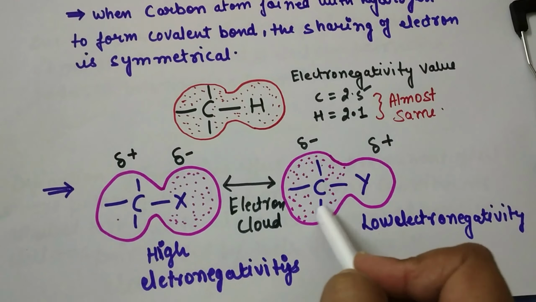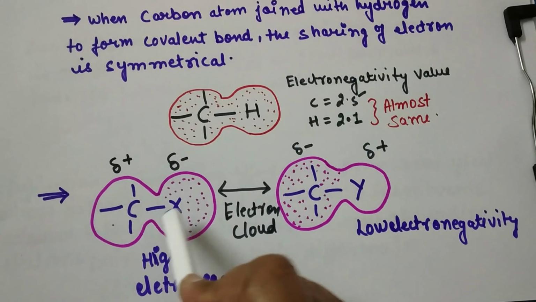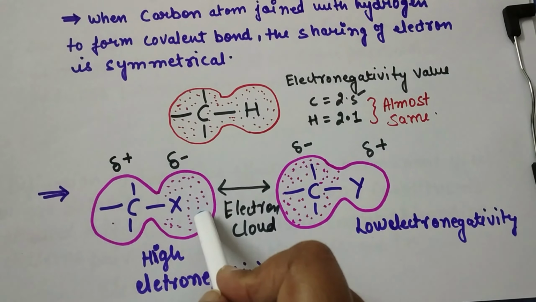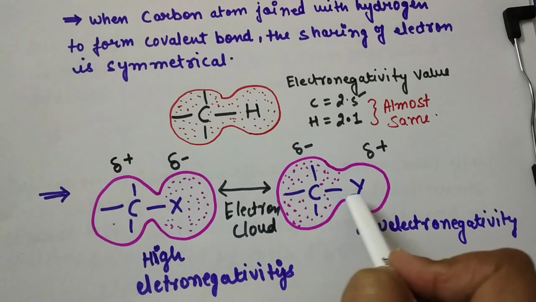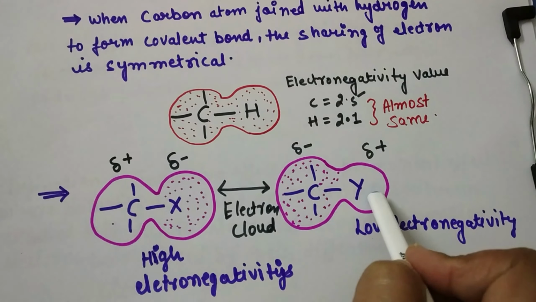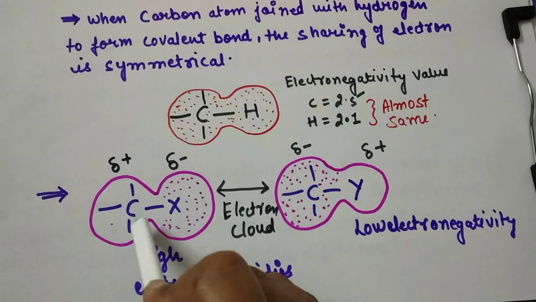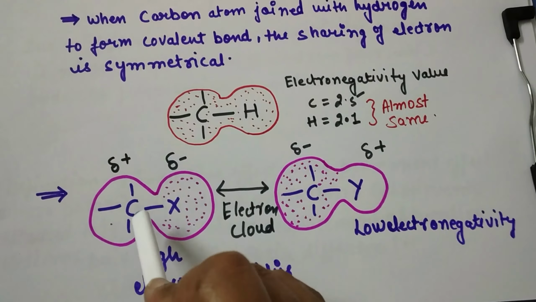So here you can see the examples: when carbon is bonded with a high electronegativity atom, and when carbon is bonded with a low electronegativity atom. In both cases, here carbon will acquire a partial positive charge and here carbon will acquire a partial negative charge. This movement of electron clouds is due to the difference of electronegativity of the atom next to the carbon atom.